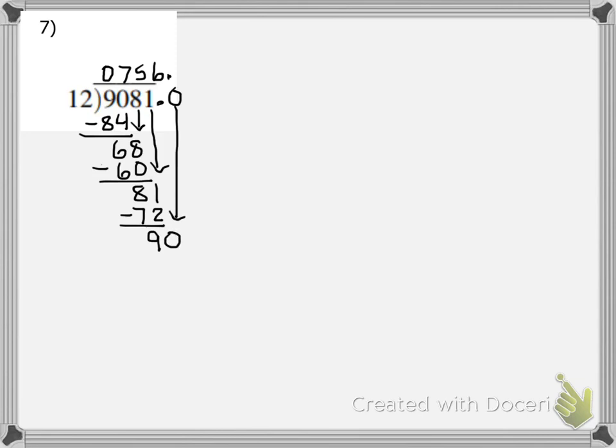So 12 goes into 90 7 times. That's 84. Difference of 6. We're going to add a 0. Bring the 0 down. And 12 goes into 60 5 times. So that's 60 exactly. We can stop dividing there.